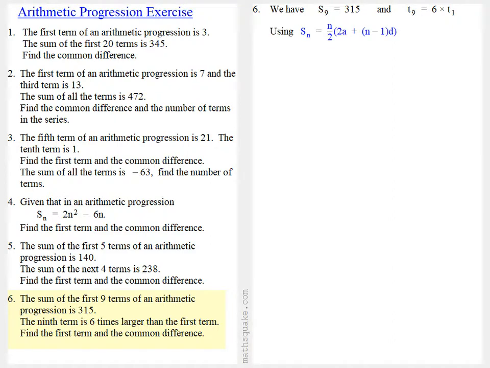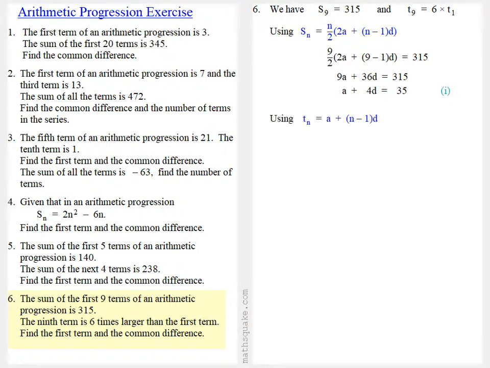Now we've got the standard formula, Sn equals n over 2 into 2a plus n minus 1 d. So if we substitute n as 9, that gives us 9 over 2 into 2a plus 9 minus 1 d is equal to 315, which simplifies to 9a plus 36d is 315, or if we divide by 9, a plus 4d is equal to 35.